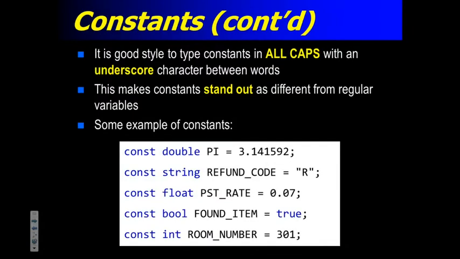Okay? And they can be in any data type. So notice this is a double constant, a string constant, a float, a Boolean, an integer. The other thing you need to know about constants is when you create it, you have to give it a starting value. It doesn't give you an option not to. With variables, you have that option. You have to give a constant some sort of value because it needs to know what it's going to be forever at this point.